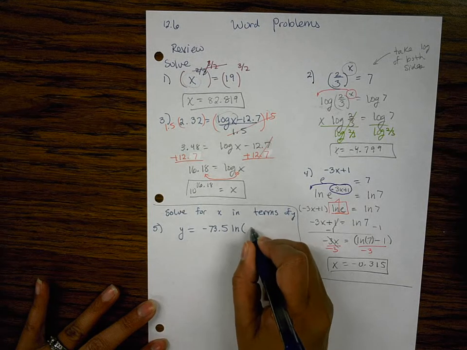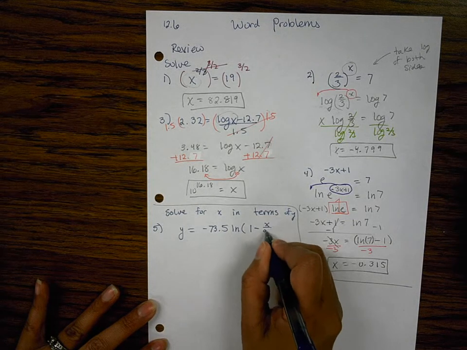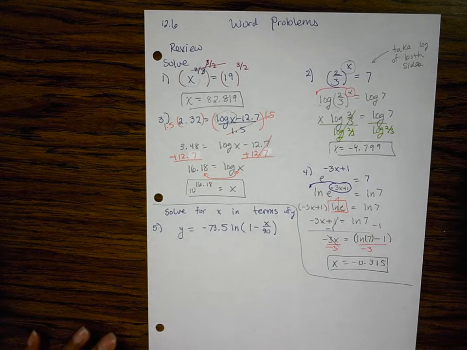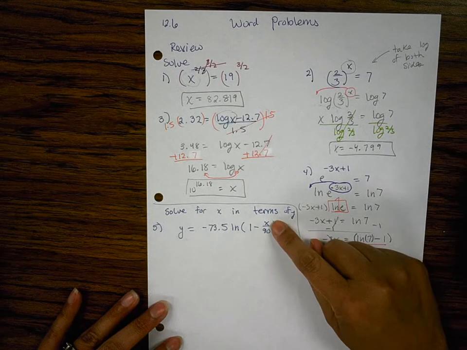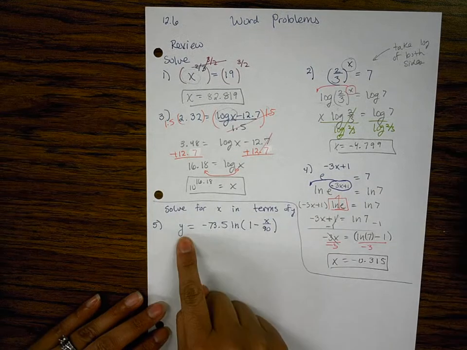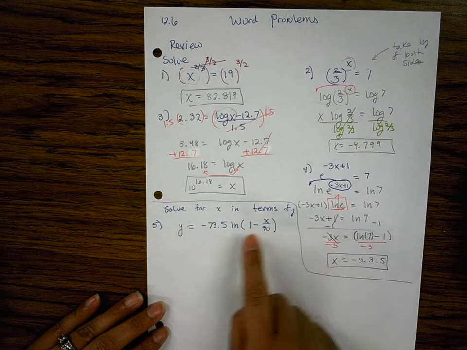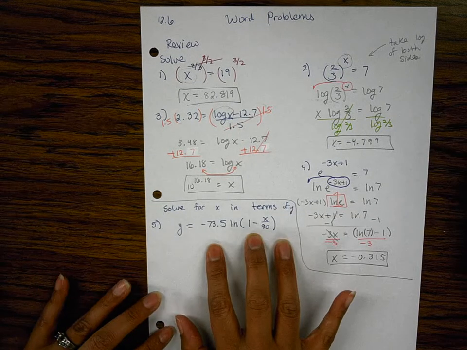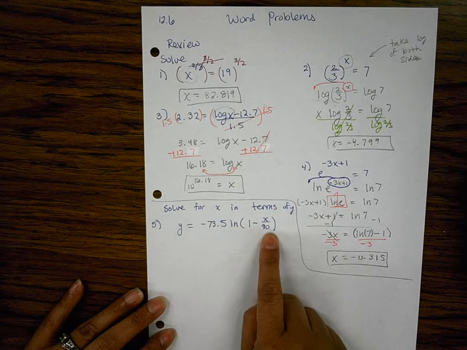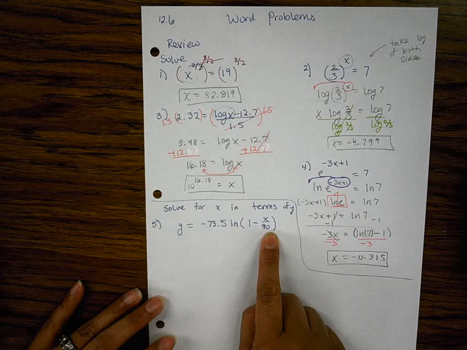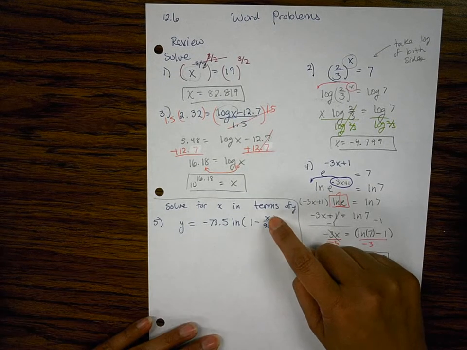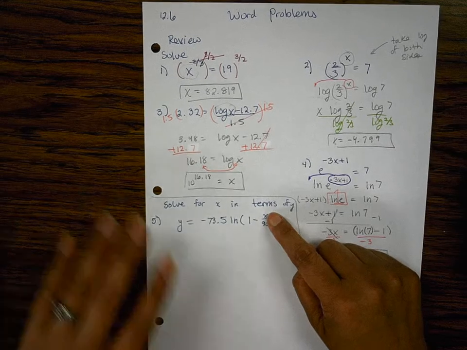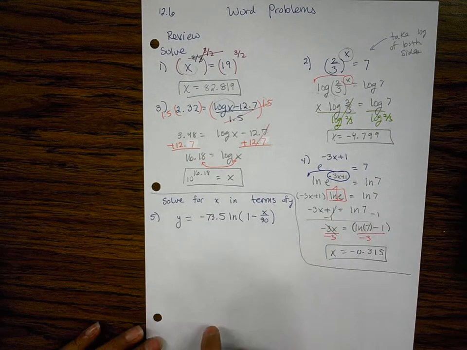Y equals negative 73.5 ln of 1 minus x over 90, close parentheses, and that's it. Okay, so what you're doing here is you're trying to get x by itself, and your answer will have y in it. Solve for x in terms of y. For example, if I solve for y and this is my answer, this would say solve for y in terms of x. But I'm not solving for y, I'm solving for x. So I want to get x by itself. Solve for x in terms of y.